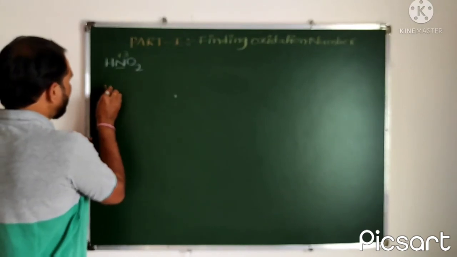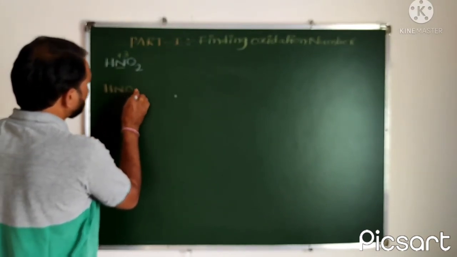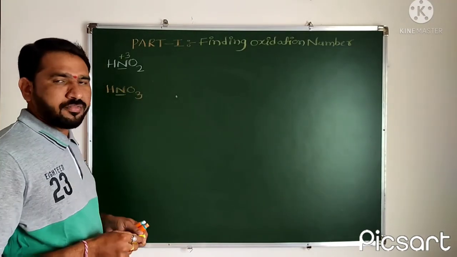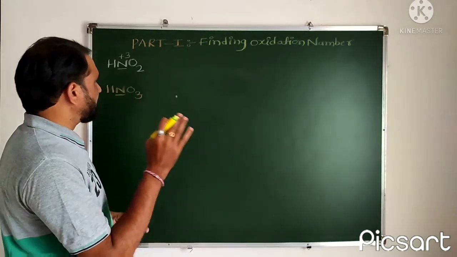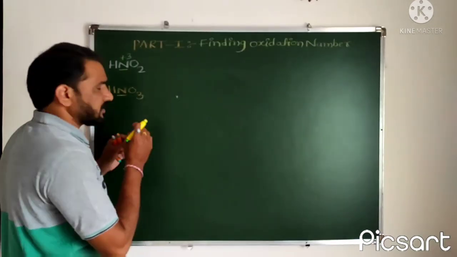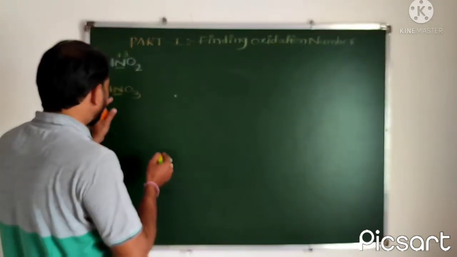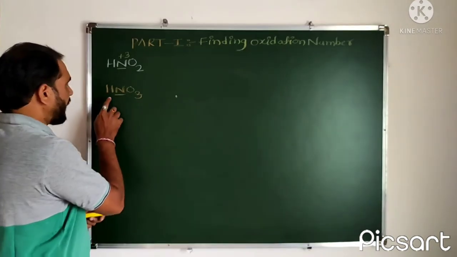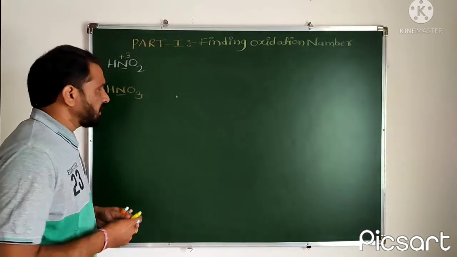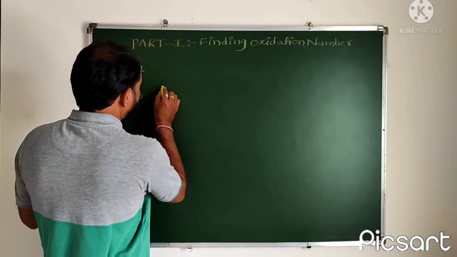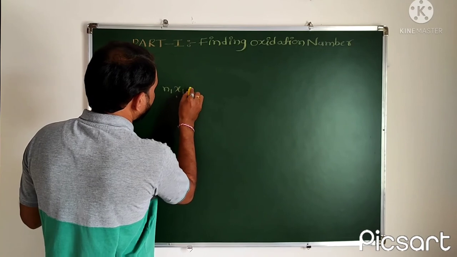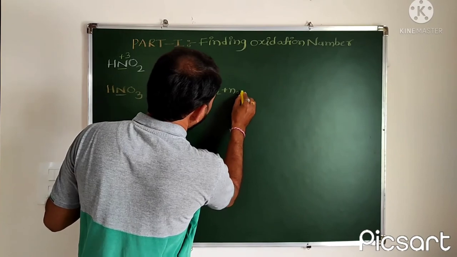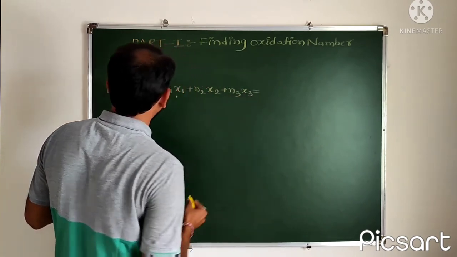Coming to the next molecule, HNO3. Here we need to find the oxidation number of nitrogen. By using the formula first of all we will discuss, then after we will discuss without using the formula. In this HNO3 molecule, 3 types of atoms are there: hydrogen, nitrogen and oxygen. Therefore we should use the formula N1X1 plus N2X2 plus N3X3 that is equal to 0.